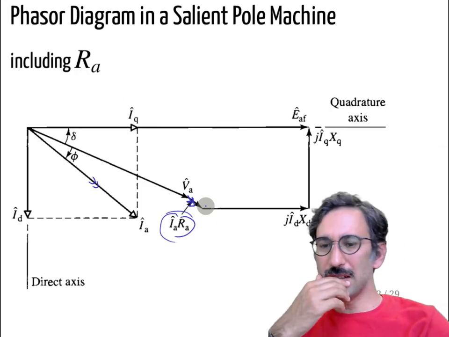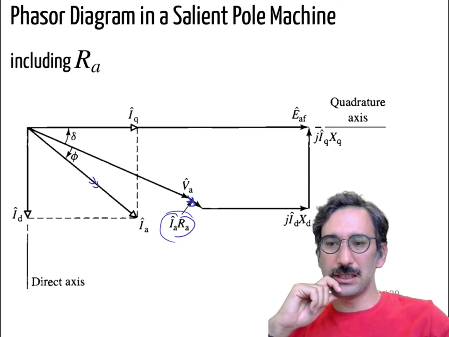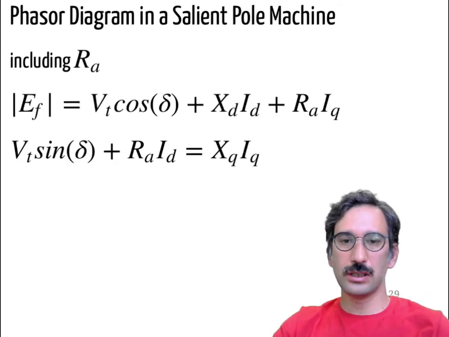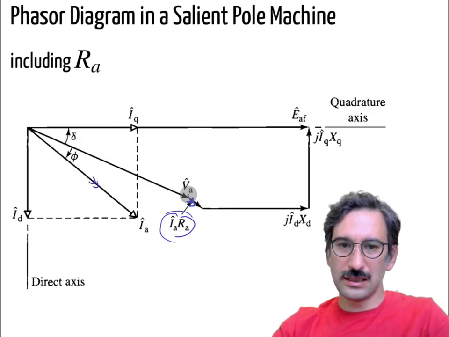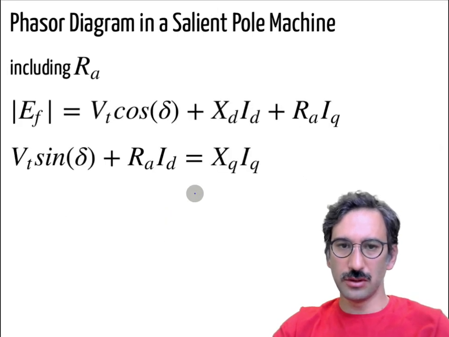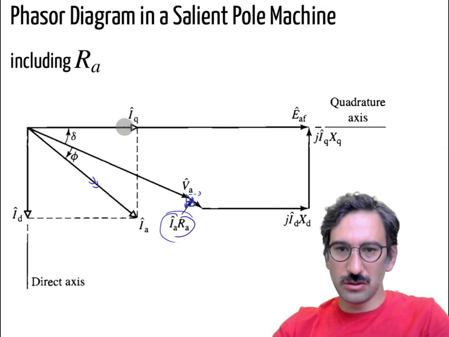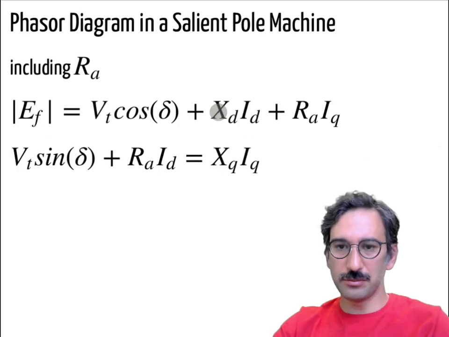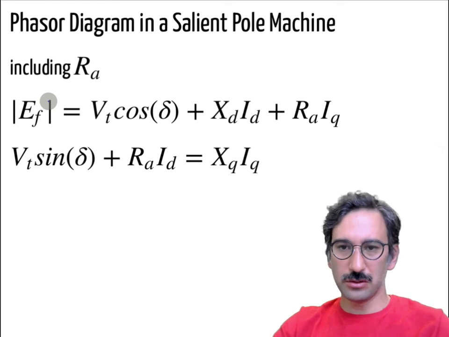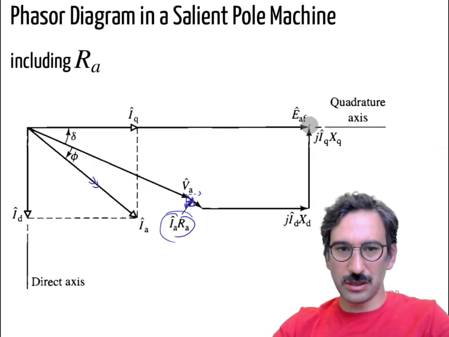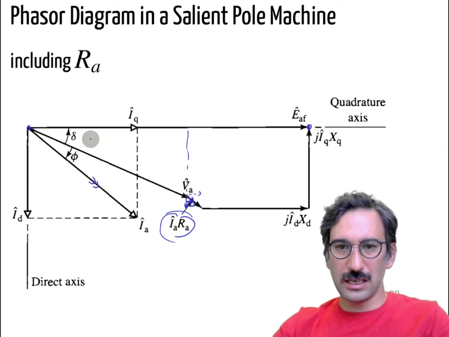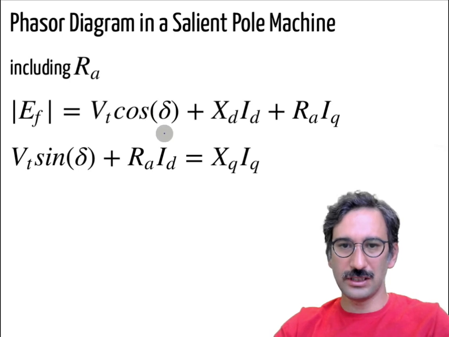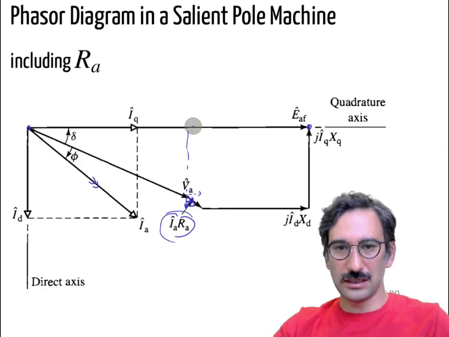Okay, so now let's try to write some mathematical relations. In that figure, again with RA, which usually is not that important, you can divide that thing into two components. So let's say you want to find the magnitude of EF. I would like to find the distance from here to there. So it is VA cos delta, that is VT cos delta. So it is that component.